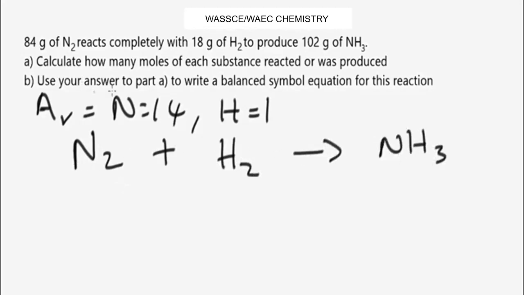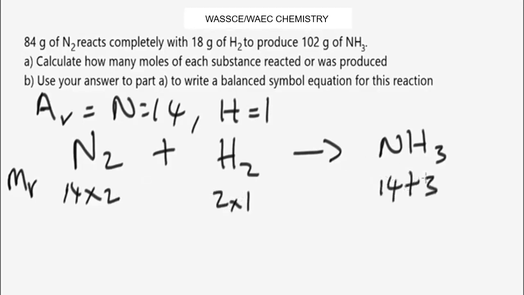Okay, now let's get the relative formula mass of the elements and compounds respectively. So that of nitrogen gas will be, since the relative atomic mass of nitrogen is 14, 14 times 2. For hydrogen gas, we have 2 times 1. This one gives us 14 plus 3 times 1. So when you break this down, this gives us 28. This will give us 2. This will give us, now 14 plus 3 gives us 17. Okay, now for the mole ratio.